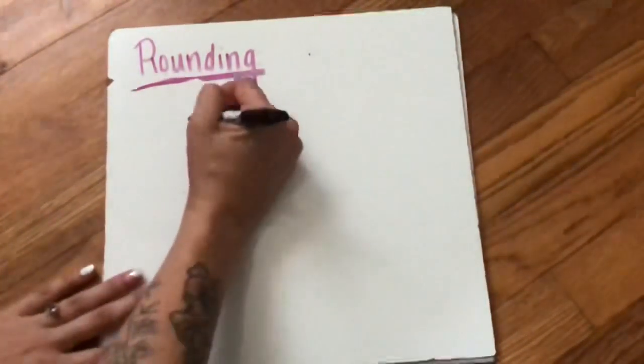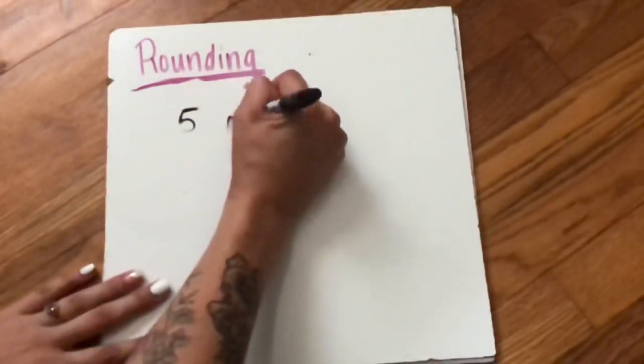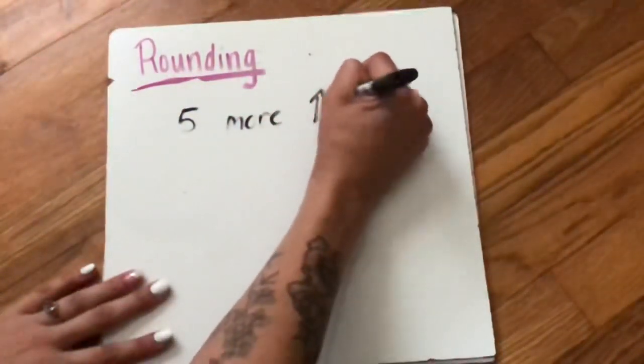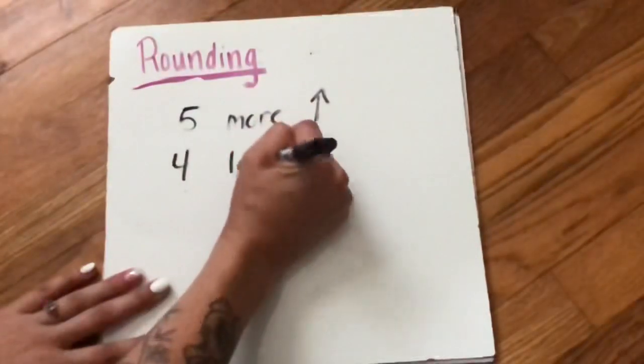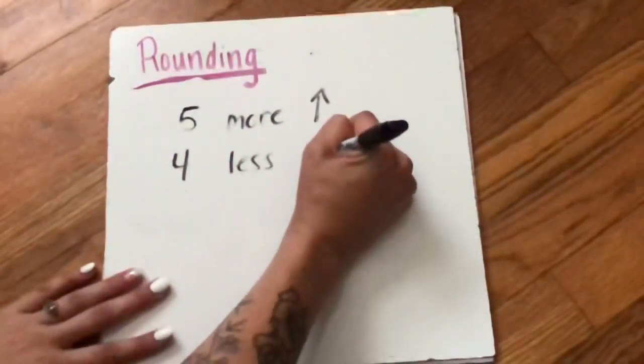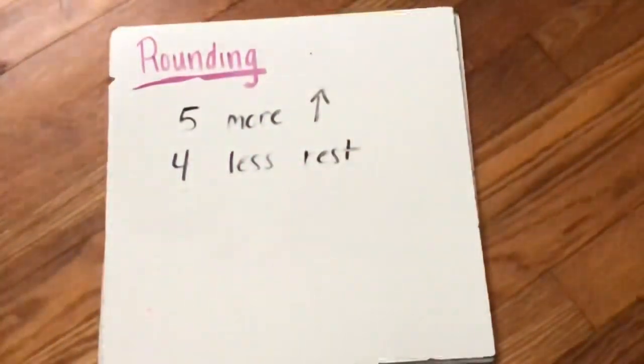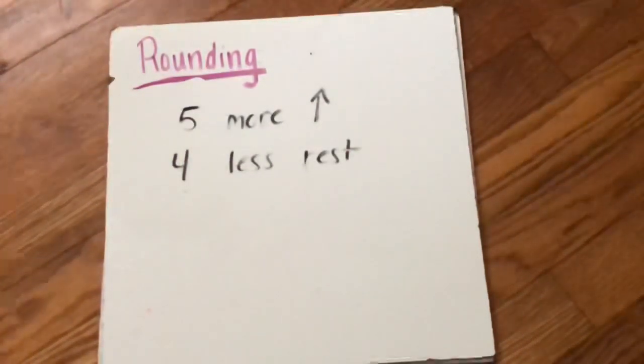All right, so I want you to keep in mind, we have a little phrase, you might have had a teacher use this before, and this tells us how we're gonna move a number up or down. It's 5 or more, let it soar. 4 or less, let it rest. So when you're rounding, it's either gonna go up one number or it's gonna stay the same. I'll show you some examples of this in just a minute.